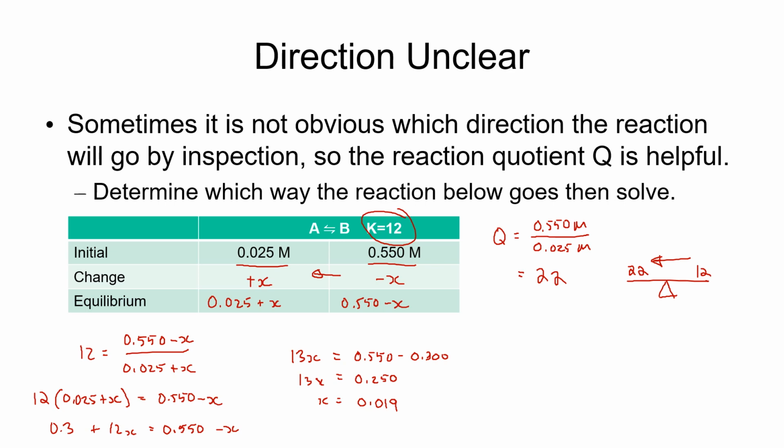So we can sub that back in there. I'll use a different color. So 0.025 plus the 0.019 equals, what would that be? 0.044 moles per liter for this guy. And then subtract the 0.019 from 0.55, which is 0.531 moles per liter for that guy. So there we go. We have the equilibrium quantities using the direction that we determined from the quotient.